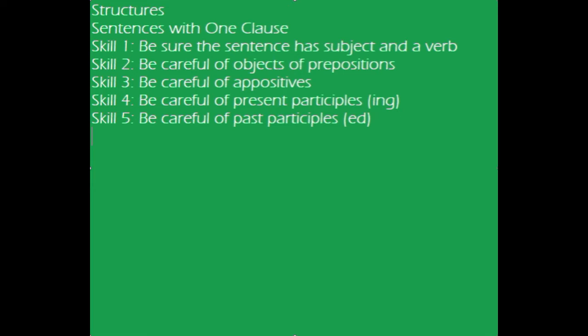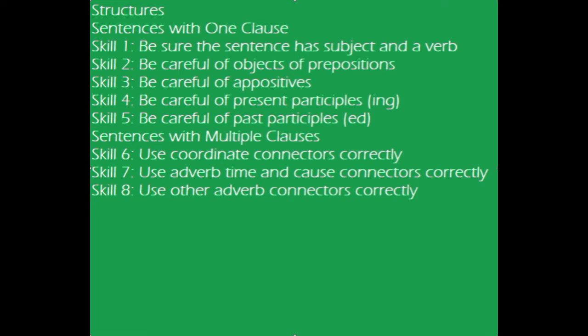Also, sentences with multiple clauses. Clauses are at an intermediate advanced level, because there could be clauses that are not so difficult. For example, the defining and the non-defining clauses. The defining clauses give essential information about the noun, and the non-defining ones just give extra information, and they can be omitted, but the defining not. So it says use coordinate connectors correctly, use adverb time and cause connectors correctly, and use other adverb connectors correctly. So these are basically the sentences with multiple clauses. That's why they have a higher rate of difficulty.